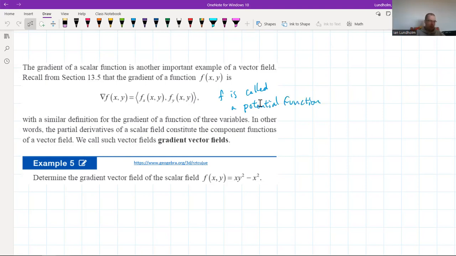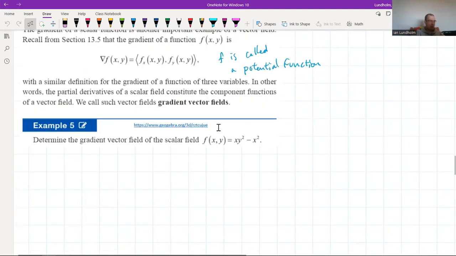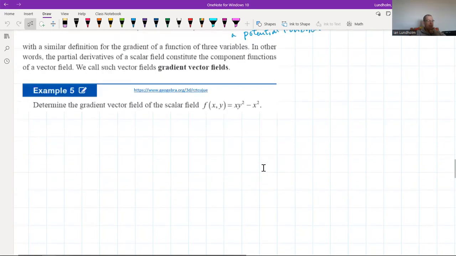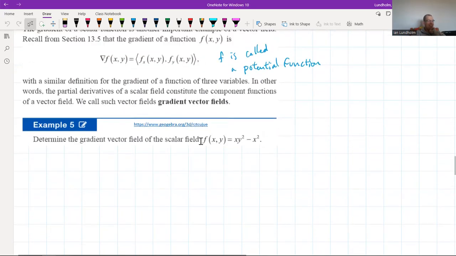Cool. And we'll be looking for potential functions as we move through this. Okay, so determine the gradient vector field of the scalar field. They're calling this a scalar field because we've got two inputs and one output. So the output is a scalar.